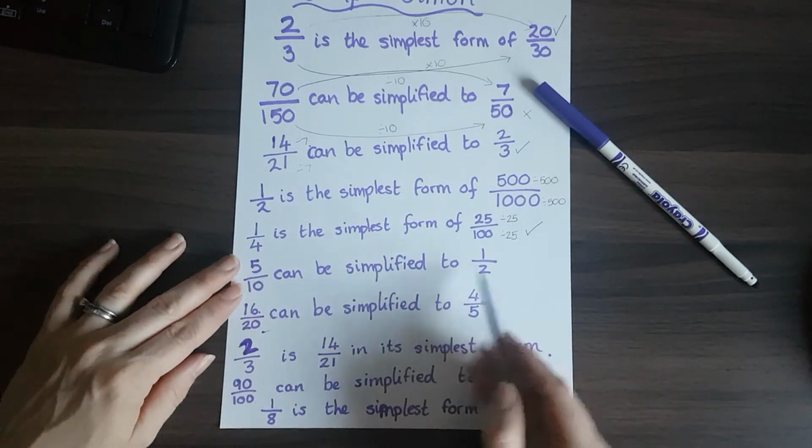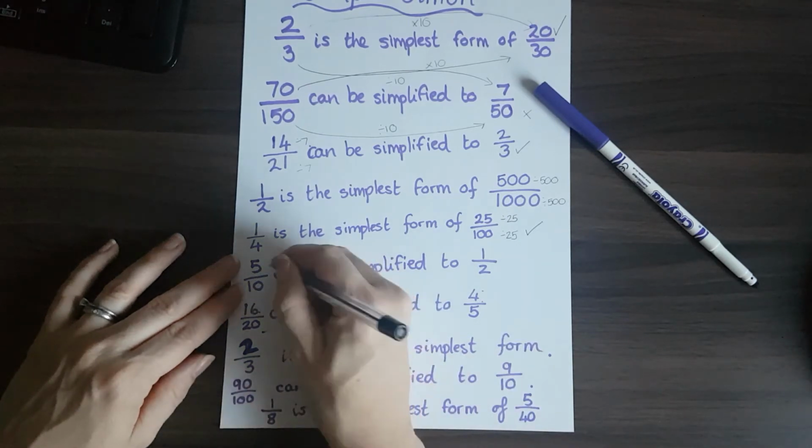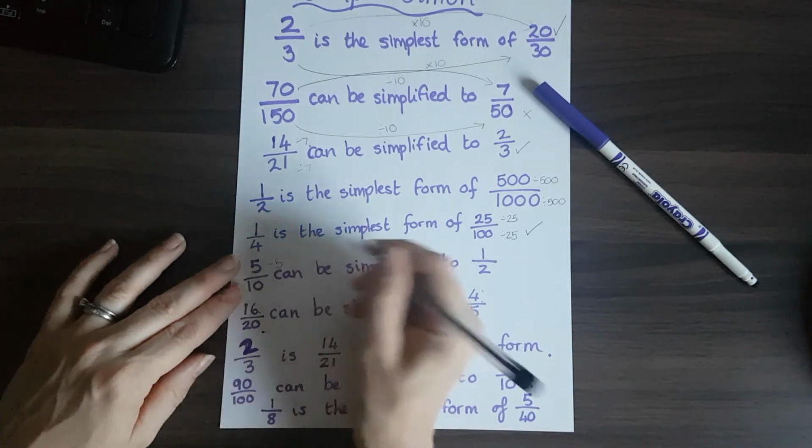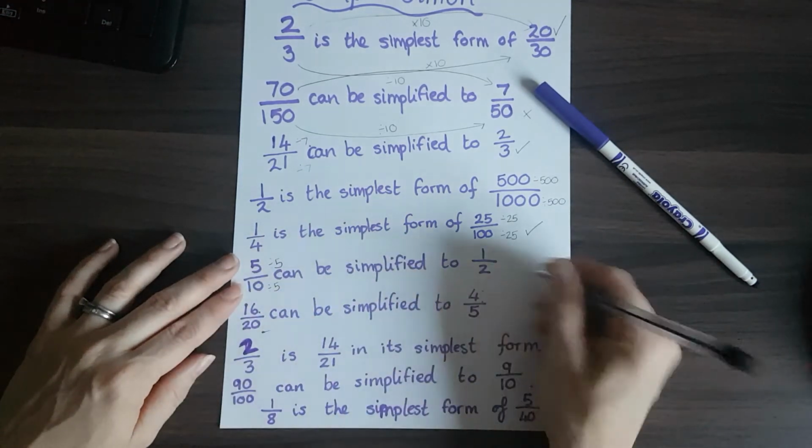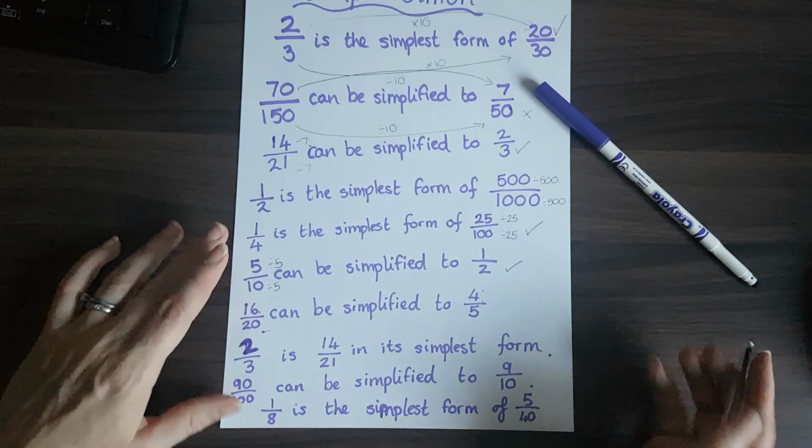5/10 can be simplified to a half. 5 divided by 5 would make 1, and 10 divided by 5 would be 2. So yeah, that one there is also correct.